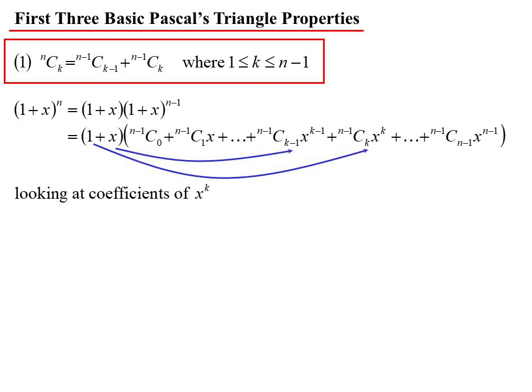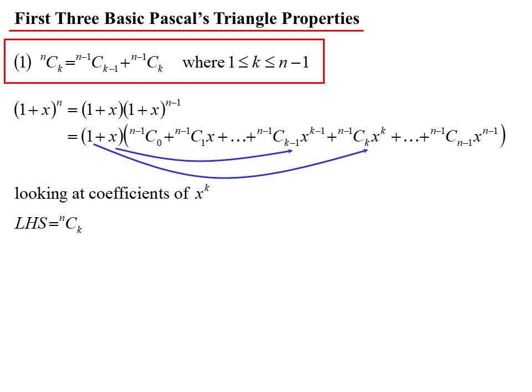If I just look at the coefficients of x to the power of k, it's the only one I'm interested in. Now on the left hand side it would just be nCk, because we said in the expansion of (1 + x)^n, we would have nCk x to the power of k. The power matches the nC part. The right hand side I have to do an expansion.